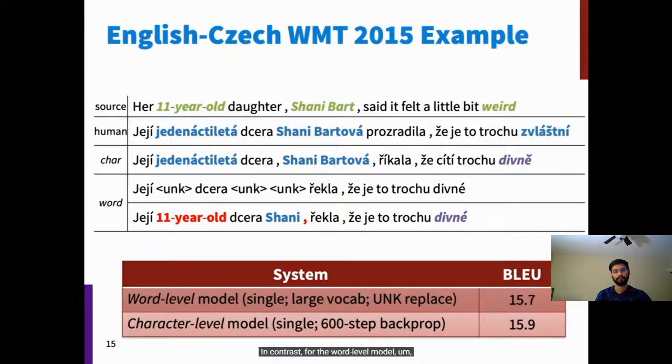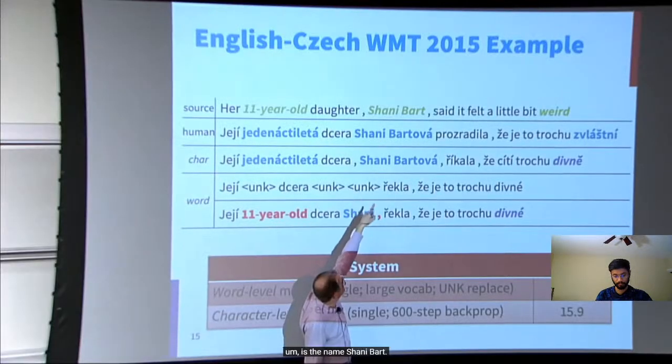In contrast, for the word level model, 11-year-old was an unknown word because it wasn't in the vocabulary, and so it had two mechanisms to try and deal with unknown words. It could either do a unigram translation of them, or it could just copy them, and for whatever reason it decided here that the best strategy was to copy, and so that was a complete fail. And if we go along for the character level model, another thing that it gets right that's really cool is the name Shani Bart.